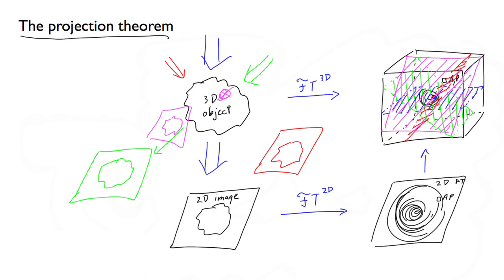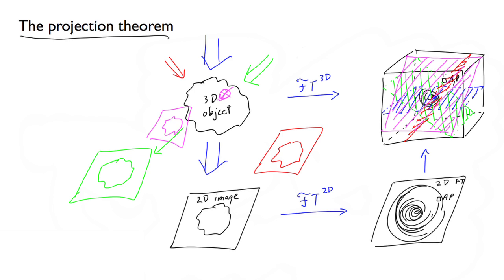And so the strategy for obtaining a three-dimensional reconstruction is to record projection images from a large variety of angles, calculate the two-dimensional Fourier transforms of each of those images, and then populate a three-dimensional Fourier transform of our object with all of that data. And we just need to know how to insert the transforms as central slices into this volume.